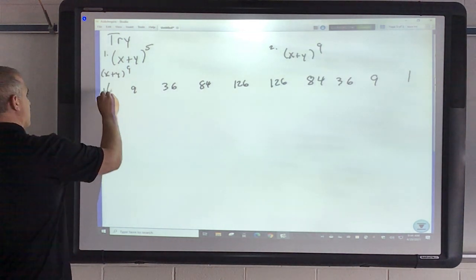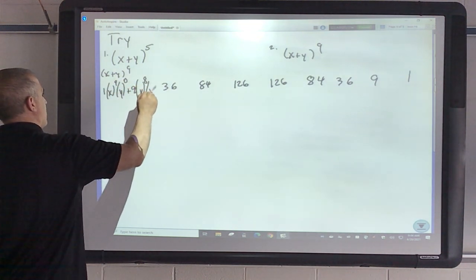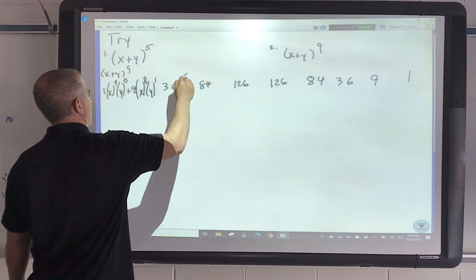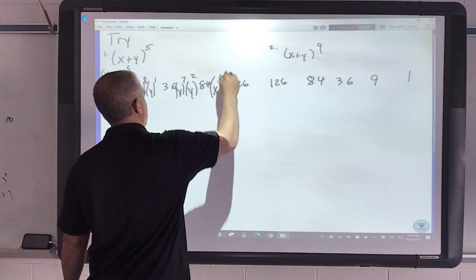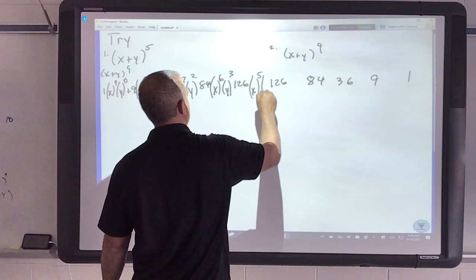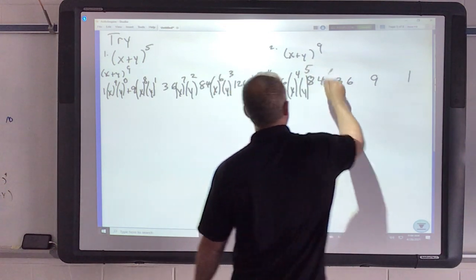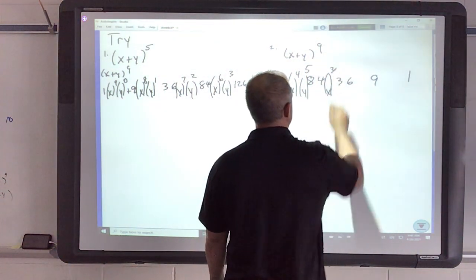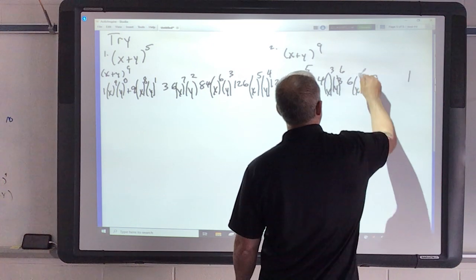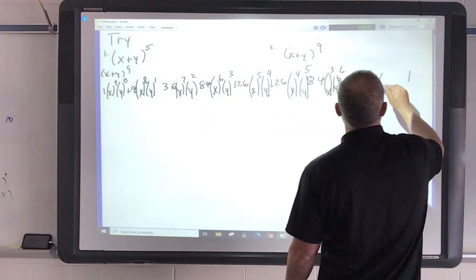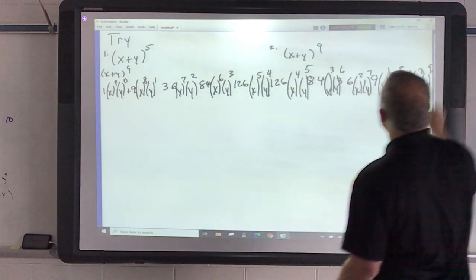So what is this going to start with? x to the 9th, y to the 0, and it's going to go x8, y1, then x7, y2, then x6, y3, then x5, y4, then x4, y5, then x3, y6, then x2, y7, then x1, y8, and then x0, y9. How do I know that I'm right?